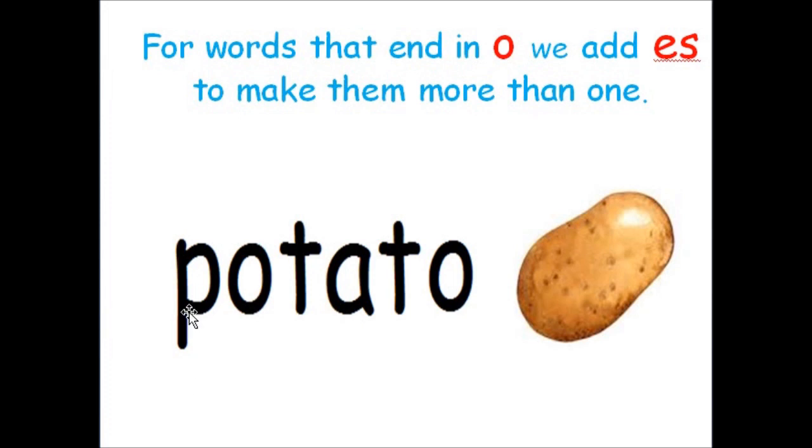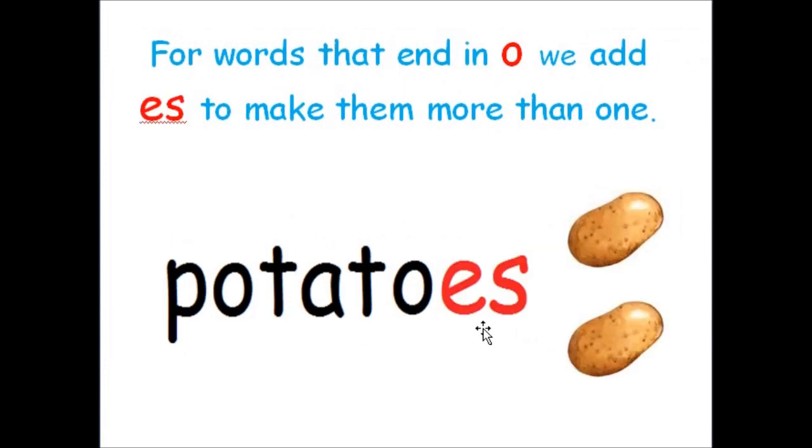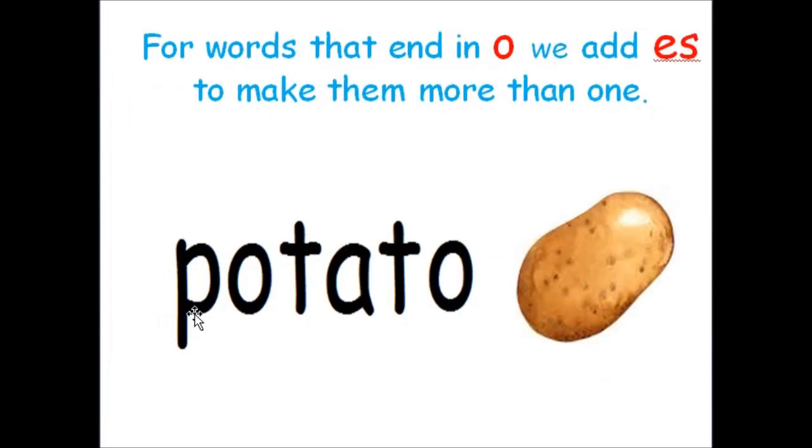Here we see the word potato, potato. The word potato ends with letter O. Here we only see one potato. However, what if we wanted to show more than one? In this case, we have two of them. In order to show more than one, we add es to the end of the word potato. And we do this because the word ends with letter O.